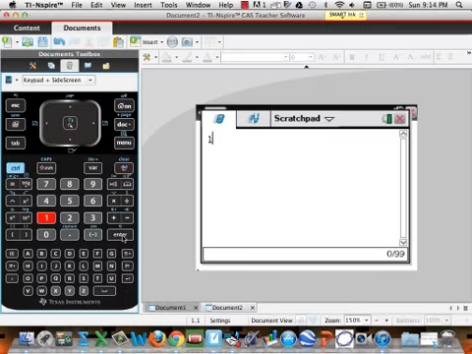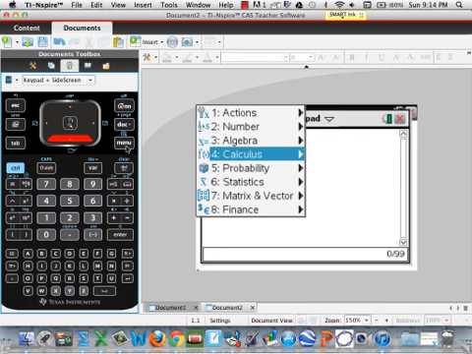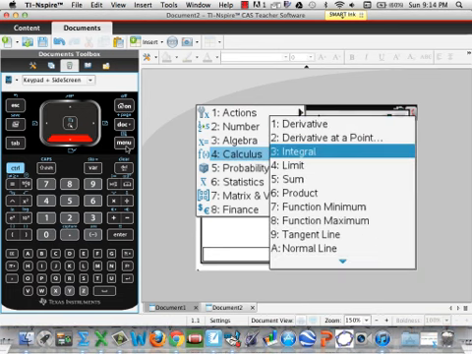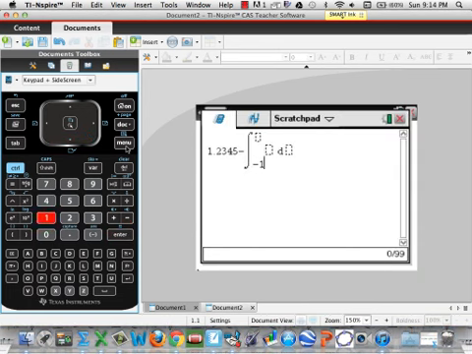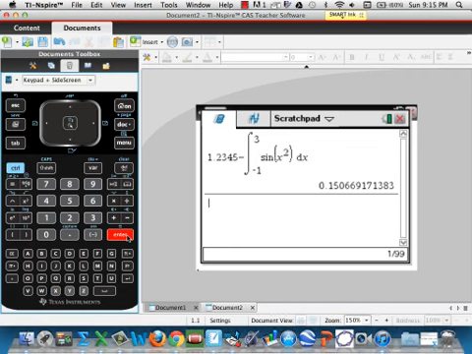So we're going to do 1.2345 minus an integral. And an integral is going to be found in the calculus menu, number 3. And we're going to say from negative 1 to 3 of sine of x squared, and then we want this to be dx. And we do control equals, and that gives us an approximate value for that expression.